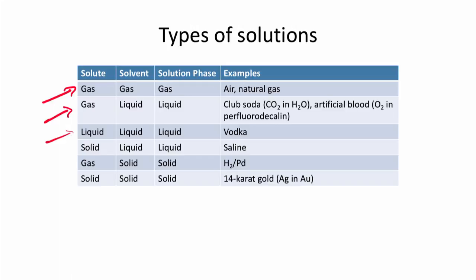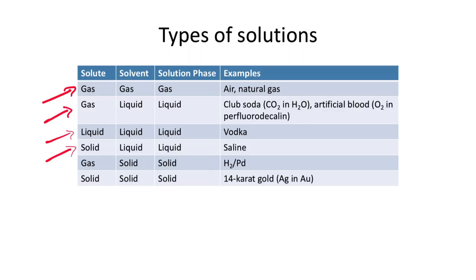Or you can have liquids for both the solute and the solvent. One of my favorite examples, vodka, is really a mixture of ethanol and water, all in the same phase. You could also have a solid dissolved in a liquid, for example, a saline solution. Salt water has sodium chloride dissolved in water. Or you can have a gas dissolved in a solid. This is a little bit rarer, but you can have hydrogen gas adsorbed on palladium, on the surface of Pd metal.